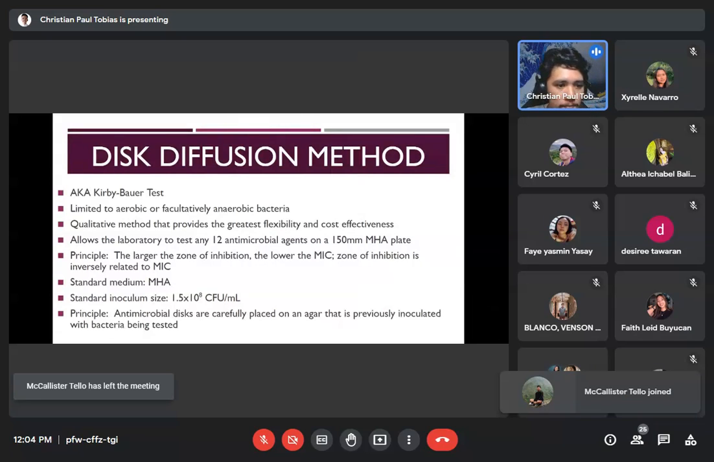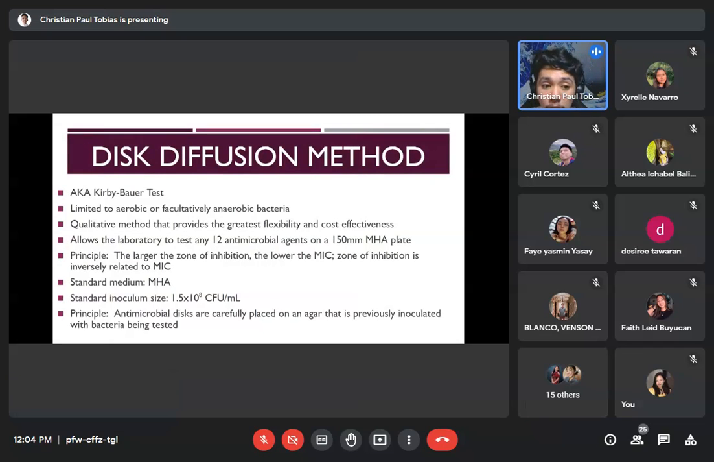So the principle, syempre, the larger the zone of inhibition, the lower the MIC. So the zone of inhibition is inversely related to MIC. So remember the principle. Okay, habang lumalaki yung inhibition, bumababa yung MIC.